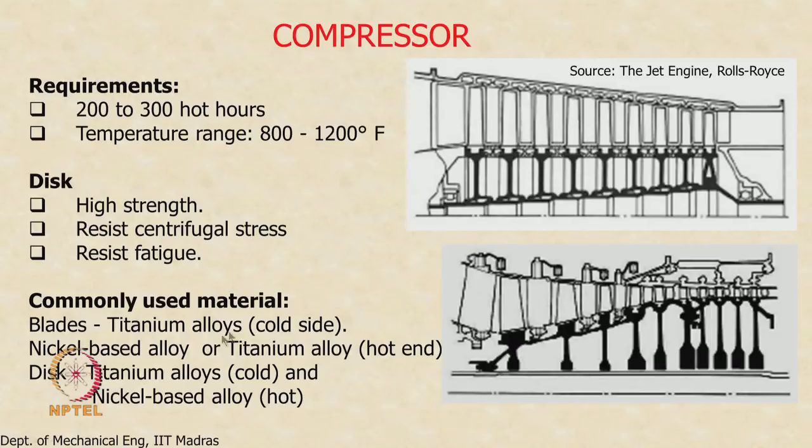So for the blades, normally titanium alloys are used on the cold side, probably fan, low pressure compressor, and maybe part of the intermediate pressure compressor. And on the hot end, normally nickel based alloys are used because nickel gives you resistance to oxidation and high temperature capabilities. So the hot side blade is made out of nickel, and on the cold side they are usually made out of titanium. The disc again is made of titanium on the cold side and nickel based on the hot side.